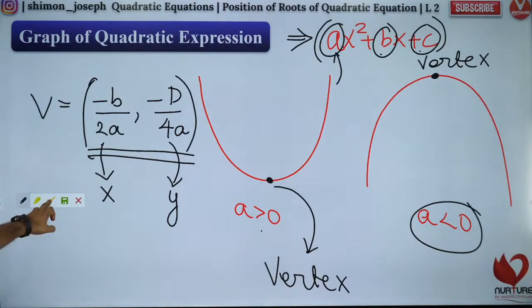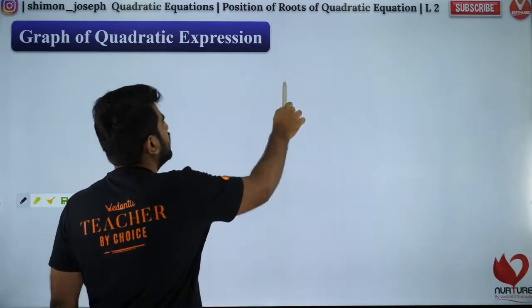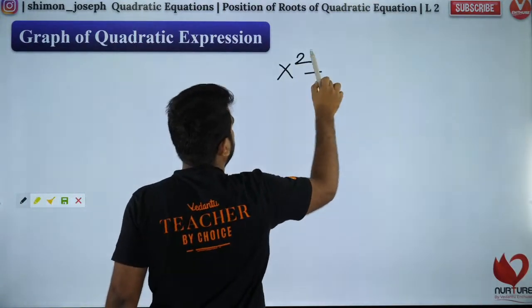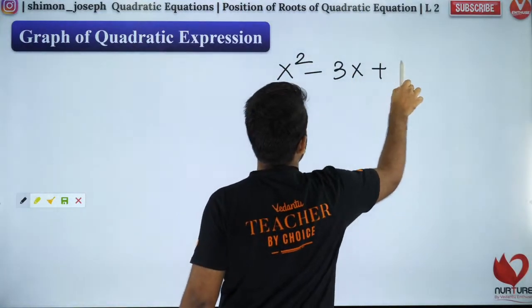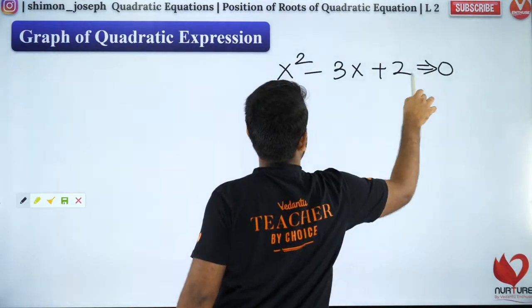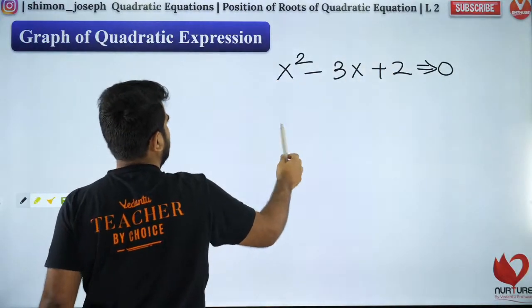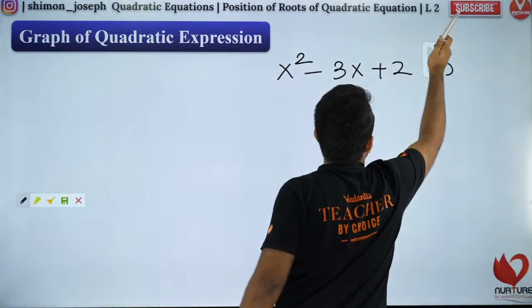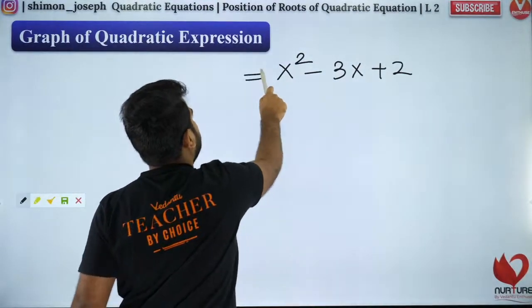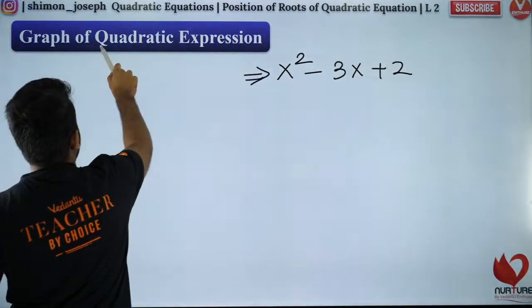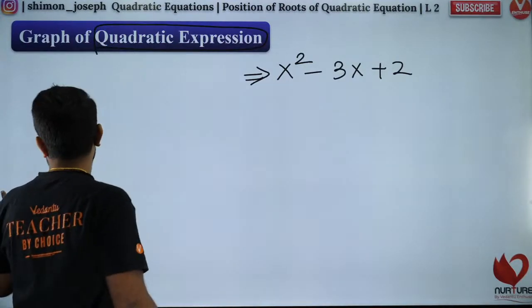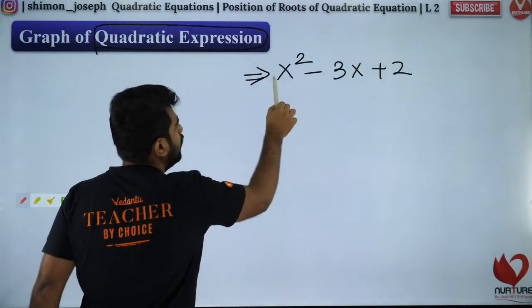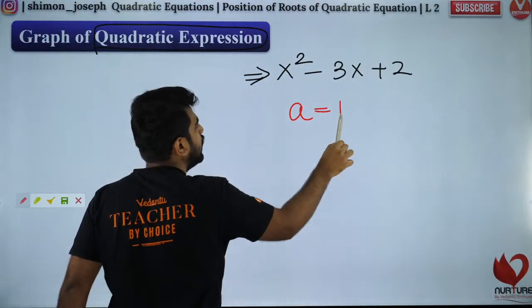I will draw a simple graph. Let's take the graph of x square minus 3x plus 2. Let's draw this quadratic graph. Usually when they ask for a graph, they'll give an expression only, not an equation. It is a quadratic expression, not an equation. So now what should you do? First of all, what is the value of A? A is equal to 1.